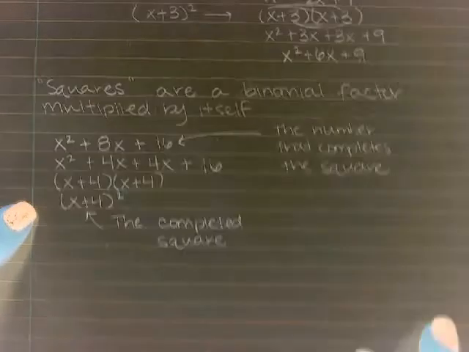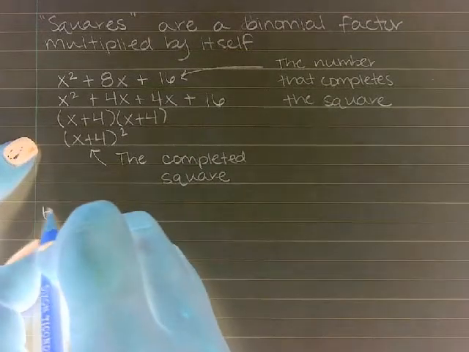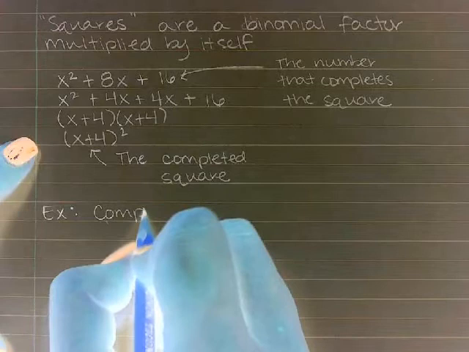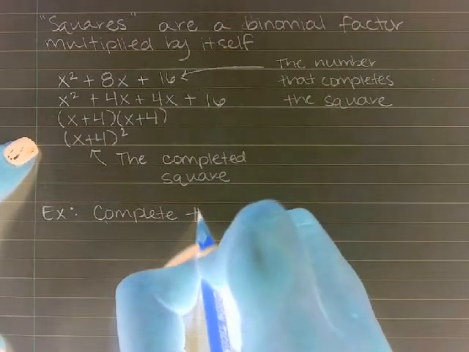A little bit. All right, so we're going to do some examples of this. We're going to complete the square. That's what all of these instructions would say.